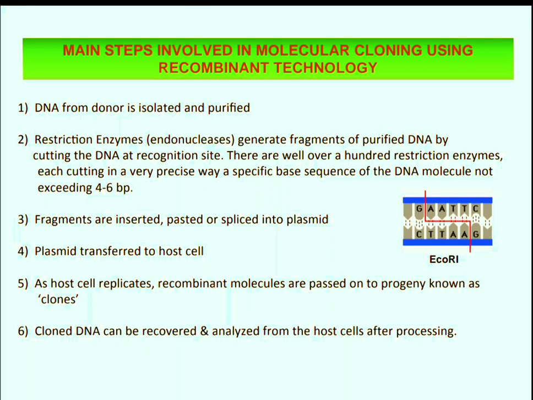Next, the fragments are inserted, pasted, or spliced into the plasmid. This is called the technique, and the plasmid is transferred to the host cell. As the host cell replicates, recombinant molecules are passed on to progeny, known as clones. Now the cloned DNA can be recovered and analyzed from the host cell after processing. So we can take them and then get our desired products. Basically, we clone it in bacteria.